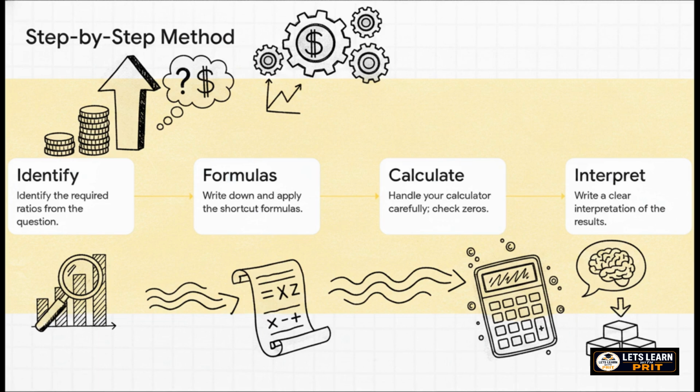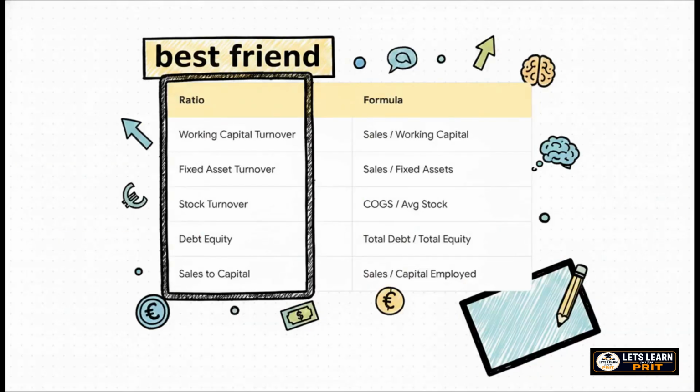Guys, even if you mess up the math later on, just writing the formula guarantees you partial marks. Step 3, be extremely careful when punching numbers into your calculator. Double check it. And step 4, write a simple one-line interpretation of what that result actually means for the business. Don't skip that step. Lock this formula box into your memory because it is your best friend for this exam.